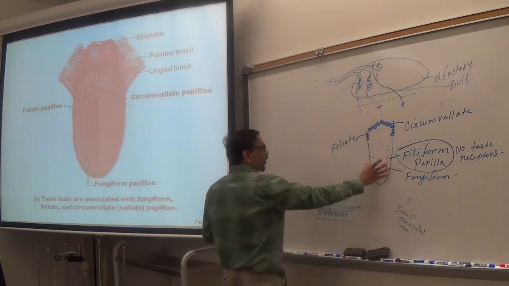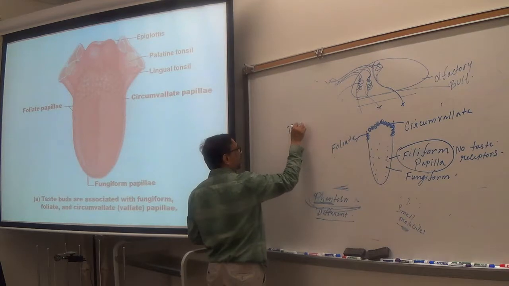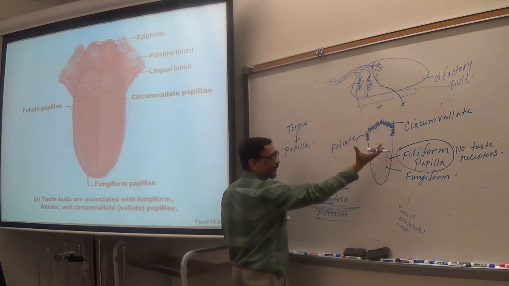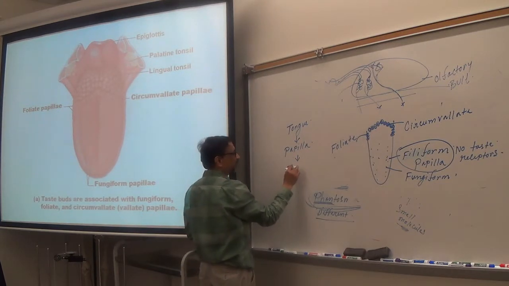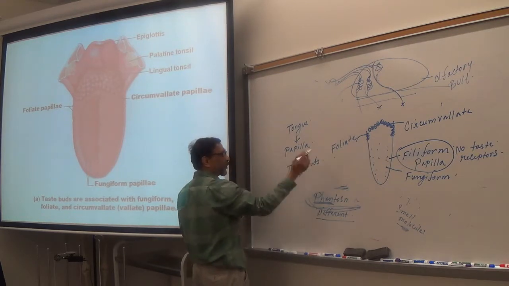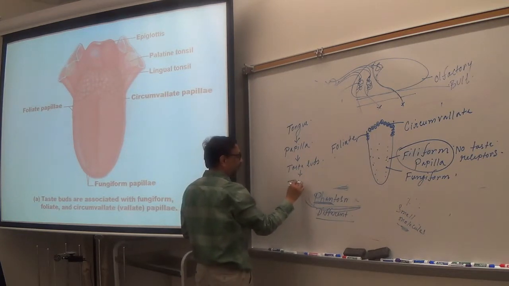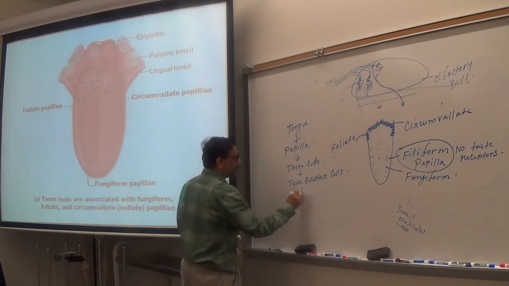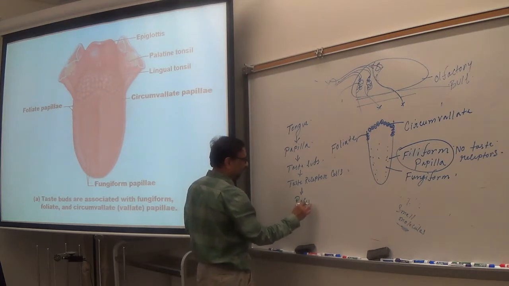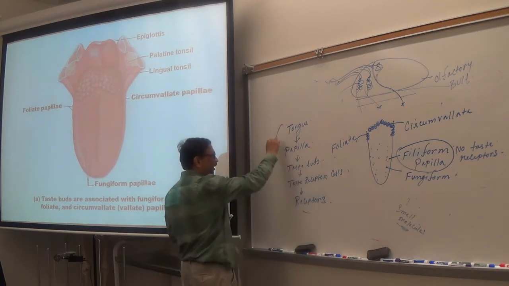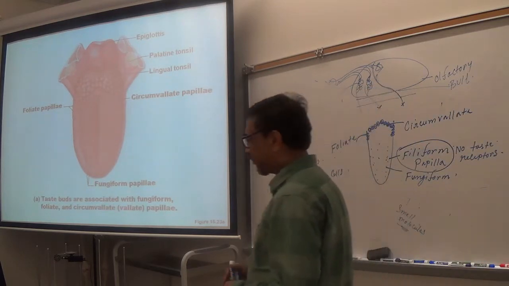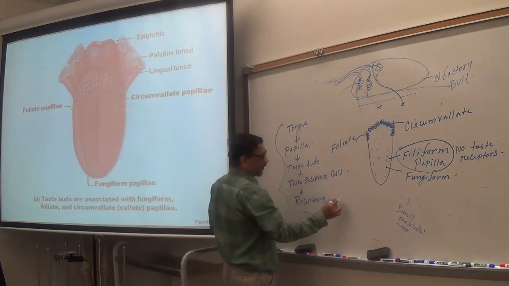Okay. Now, if I see from large to small, tongue is the largest. On the tongue, you have the papilla. Now, if I take a papilla and open it, inside the papilla, I will find taste buds. Now, if I open the taste bud, I will see the taste receptor cells. And in the taste receptor cells, you have the receptors. That's why these are called taste receptor cells. Okay, so that is from large to small. Tongue, papilla, then the taste buds, taste receptor cells, and then the receptors. Receptors are, as you already know, very tiny structures like these protein structures.